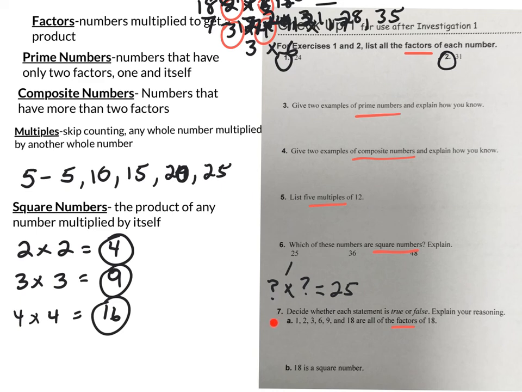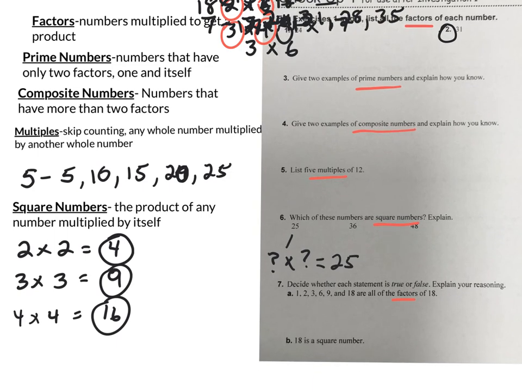Number 7, decide if this statement is true or false. Explain your reasoning. 1, 2, 3, 4, 6, 9, and 18 are all factors. So we went through factors already in this video. If you need to rewind the video to hear about factors again, you can do that. And the last one, is 18 a square number? That means, are there any two numbers that you can multiply, this times this, that will give you 18?